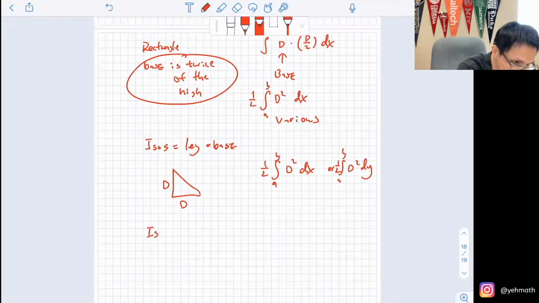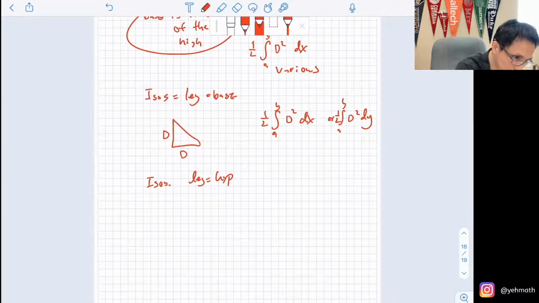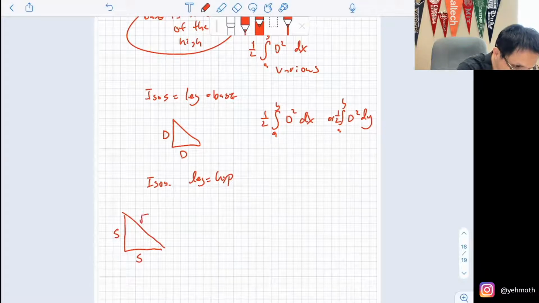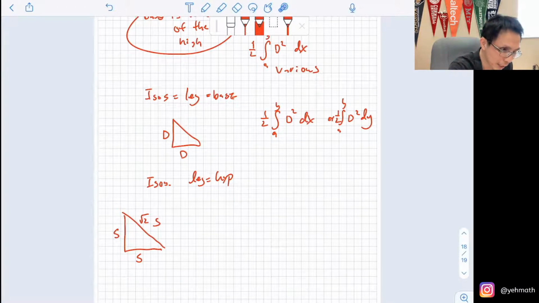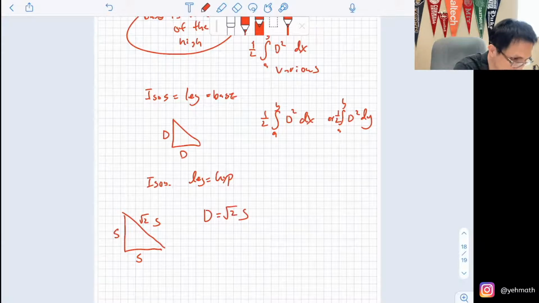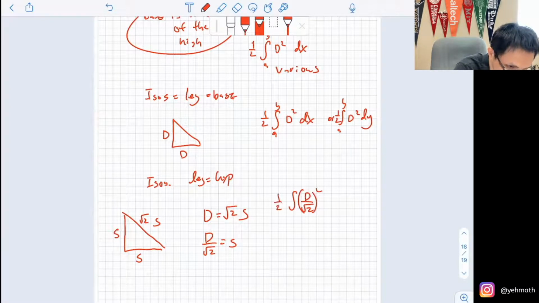Now, if isosceles, the leg is equal to the hypotenuse. That's kind of tricky because remember the ratio: s, s, square root 2 times s. If we say the difference d is equal to square root 2 times s, can I solve for s? So d over square root 2 equals s. Then it's going to be d over square root 2 squared times 1/2, integrated from a to b.